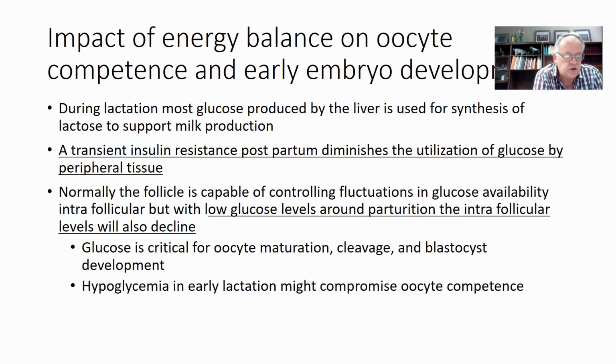Then we also get a transient insulin resistance postpartum. And this can diminish the utilization of glucose by the peripheral tissue in the ovaries itself. Normally, the follicle is capable of controlling these fluctuations of the glucose, but with low glucose levels around parturition, the intrafollicular levels will also decline. And that then leads to poor oocyte maturation and blastocyst development, and hypoglycemia in early lactation might compromise, not might, it will compromise the oocyte competence.